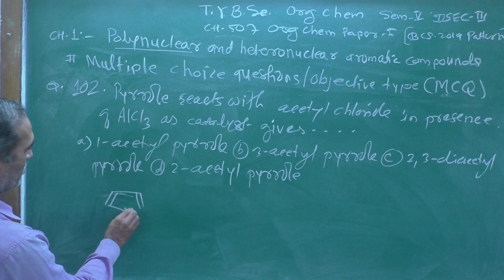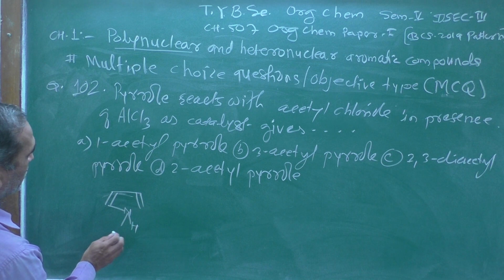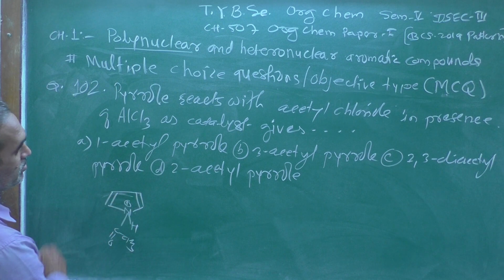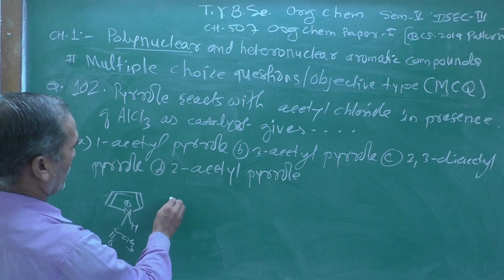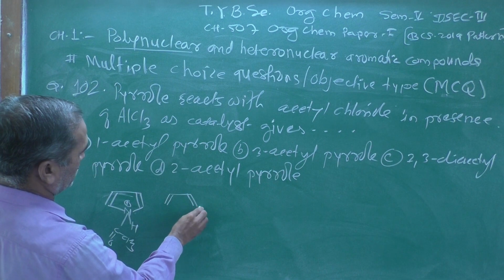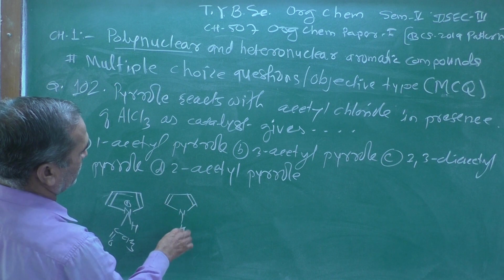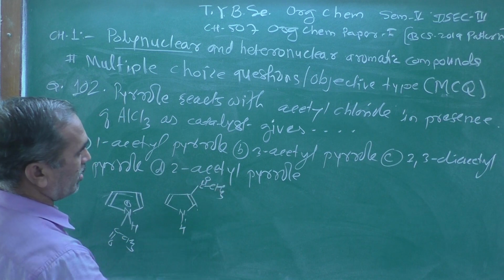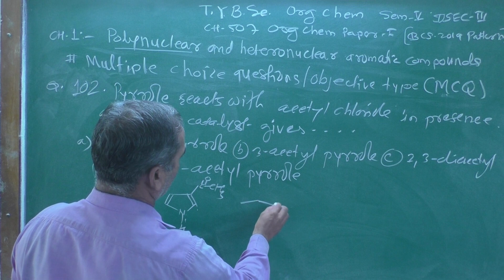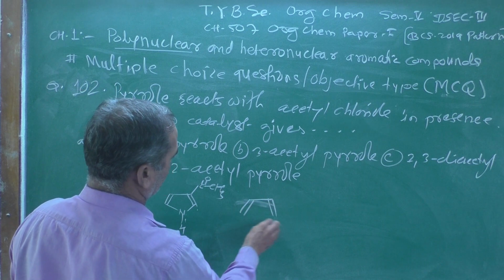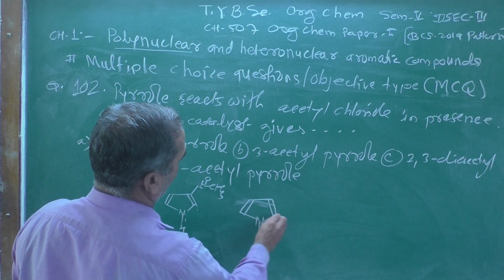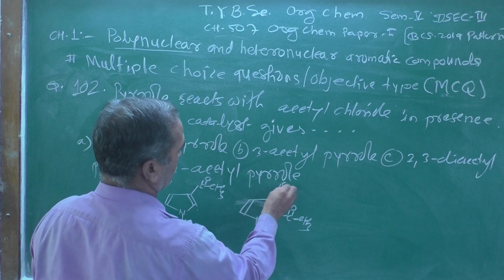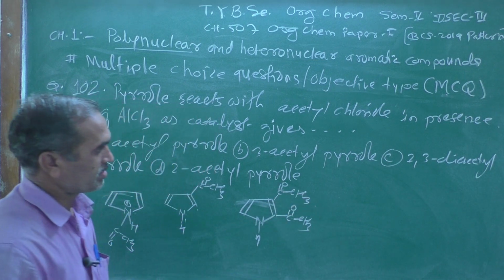Here is pyrrole, meaning NH, where there is an attachment of C double bond O, CH3, positive charge comes over here: 3-acetyl pyrrole. Let us see the structure of 3-acetyl pyrrole: 1, 2, 3, at 3 position acetyl group. And 2,3-diacetyl pyrrole means NH, at 2 position an acetyl group is attached, as well as at 3 position an acetyl group is present.